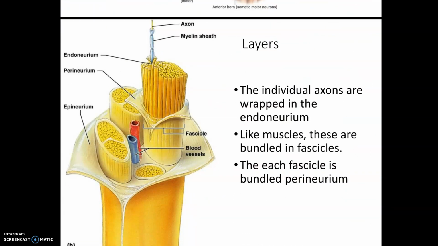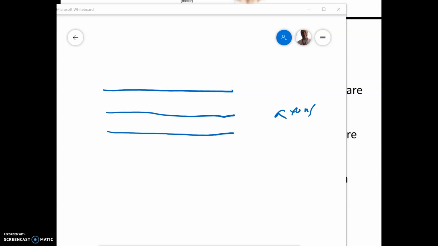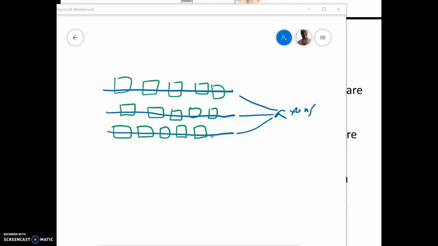So, the layers. We have our individual axons. So here are 3 axons, and they are wrapped with myelin. And these would be Schwann cells because this would be in the peripheral nervous system. Nerves are only in the peripheral nervous system. So here are 3 axons, they're wrapped in myelin. So, what we're going to get is each one of these is wrapped in something called endoneurium. So the endoneurium is going to surround this.